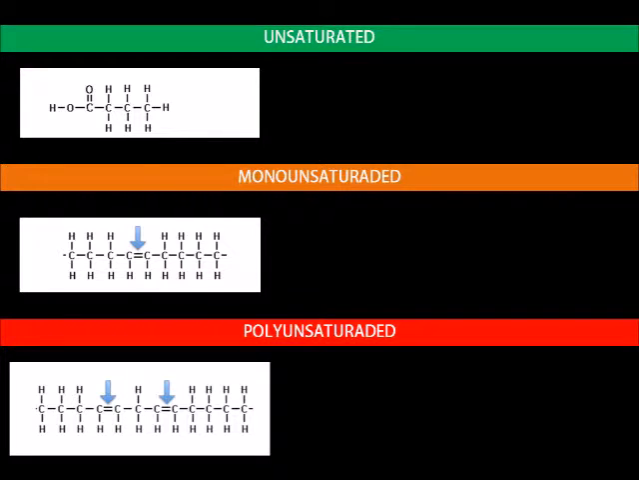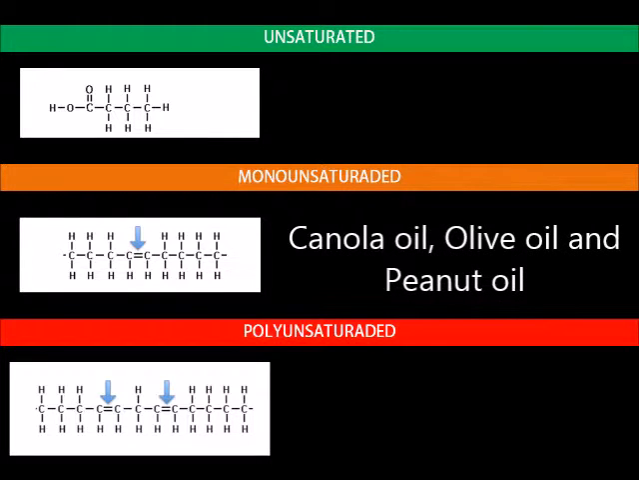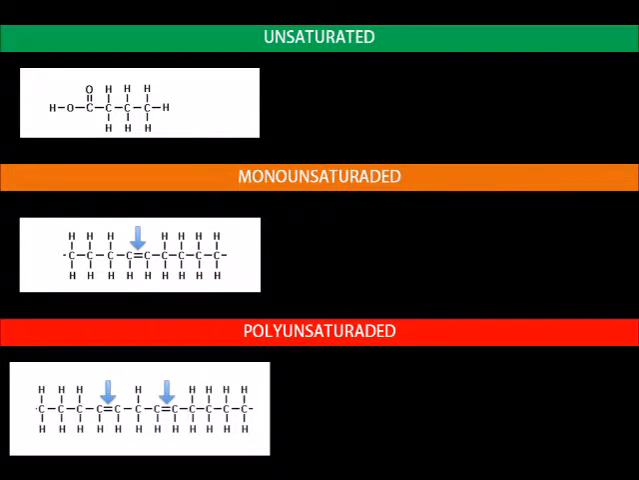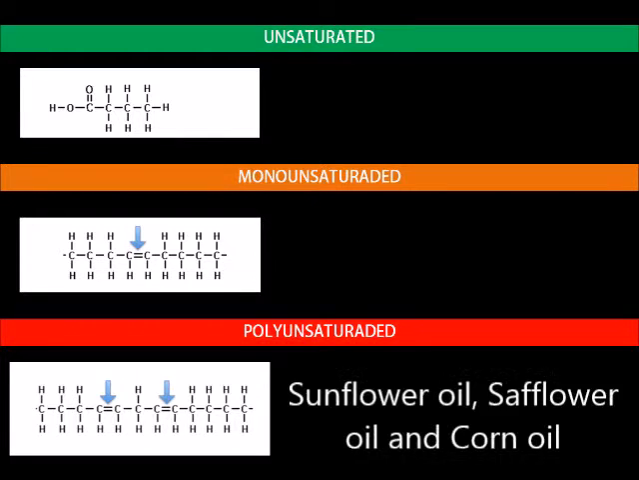Monounsaturated fats are liquid at room temperature and they start to solidify in the refrigerator. For example, canola oil, olive oil, and peanut oil. And finally, polyunsaturated fats are liquid at room temperature and they remain liquid in the refrigerator. Some examples are sunflower oil, safflower oil, and corn oil.